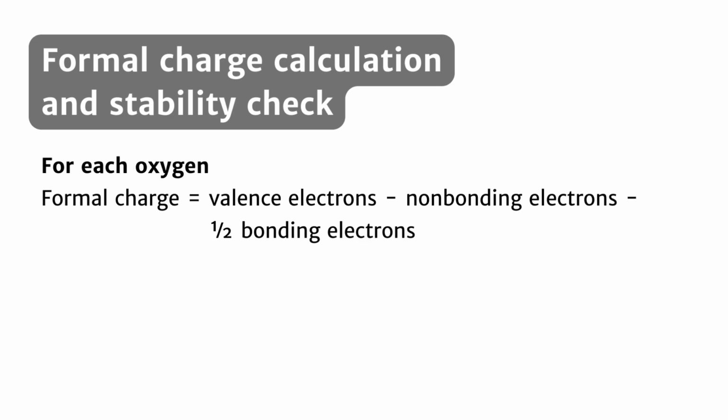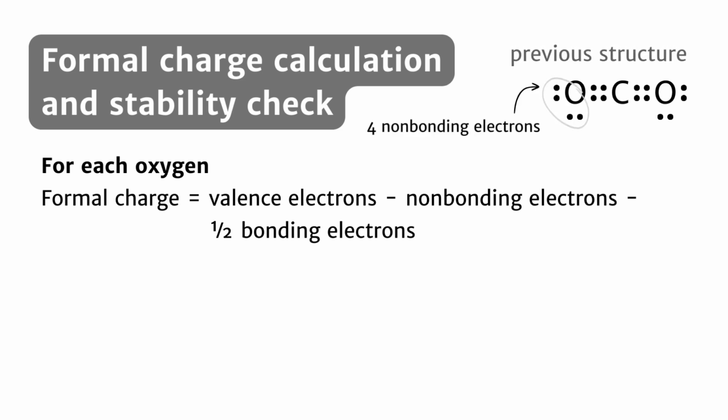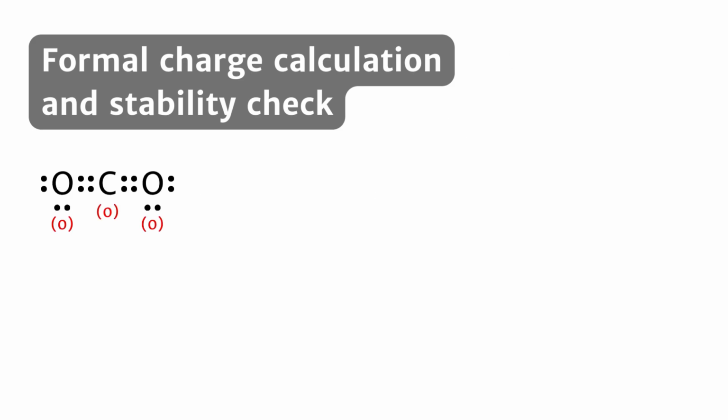For each oxygen atom, valence electrons are 6, non-bonding electrons are 4, and bonding electrons are also 4. So the formal charge will be equal to 6 minus 4 minus half times 4, which equals 0. The formal charges of both carbon and oxygen atoms are mentioned, and it is evident that the current structure is stable, as formal charges on each atom are zero. Therefore, this structure is the preferable stable Lewis structure of CO2.